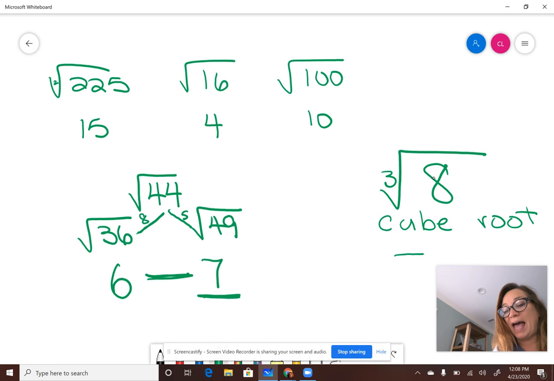So it's basically asking what number times itself 3 times would give you 8. And the answer to that is 2. You can also double check all of this on your calculator.